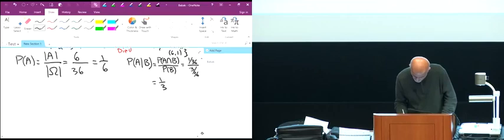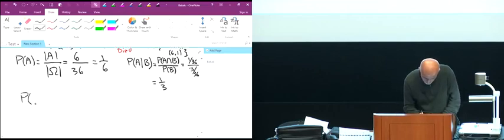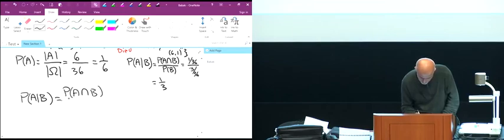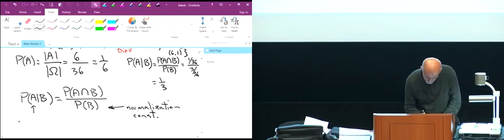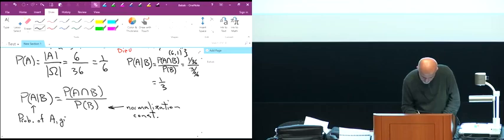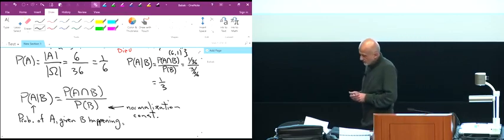So, let me just write that again. Probability of A given B is the probability of the intersection over the probability of B. This is the normalization constant. And this is read the probability of A given B happening, or given that B has happened. This is called conditional probability.